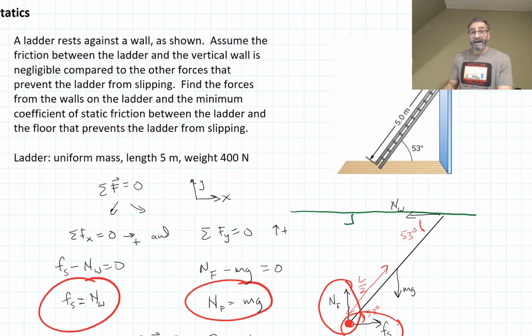So one thing we know about an object that's not moving, it's in equilibrium. Sum of the forces equals 0, and sum of the torque equals 0. And the net force we can break up into an x component that has to be 0 and a y component that has to be 0.